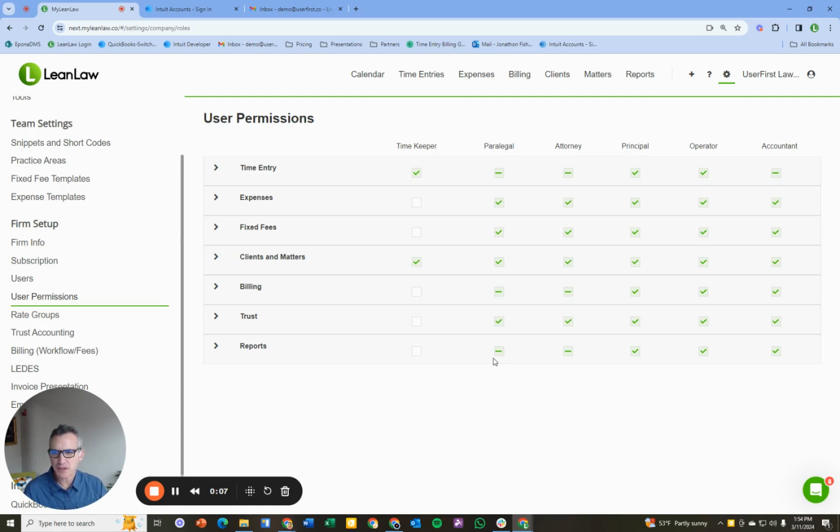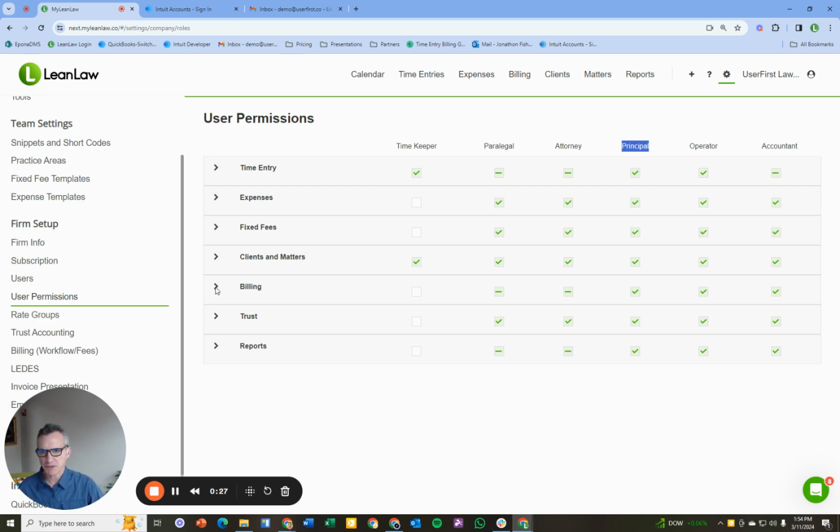The first is that we assign all of their users into groups. So they could be timekeepers, paralegals, attorneys, principals, which would be your equity partners, operators, someone like you, or an outside accountant. And then we have these seven buckets to manage essentially the mapping of the permissions.